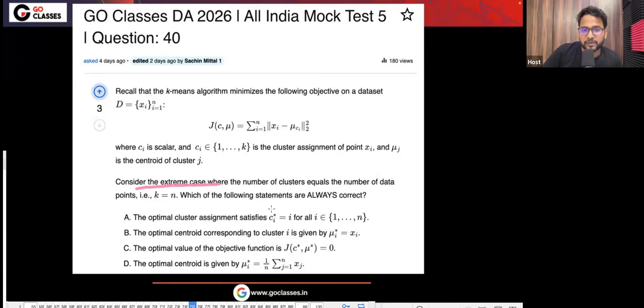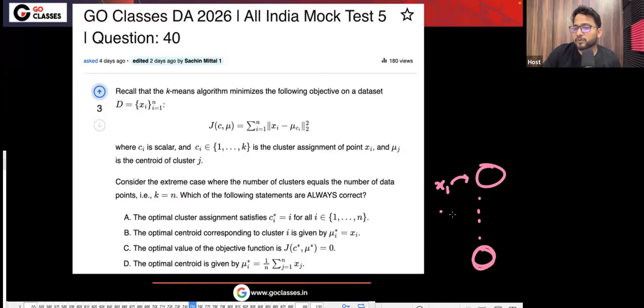Now they are saying consider the extreme case where the number of clusters is equal to the number of data points, which means k equals n. Which of the following statements are always correct? The optimal cluster assignment satisfies ci star equals i for all i equal to 1 to n. Basically they are saying that if you want to make n clusters, then there will be n clusters because k is n, and each cluster will have exactly one data point. In other words, x2 will belong to exactly one cluster, each cluster will have exactly one data point, and xn will belong to some cluster.